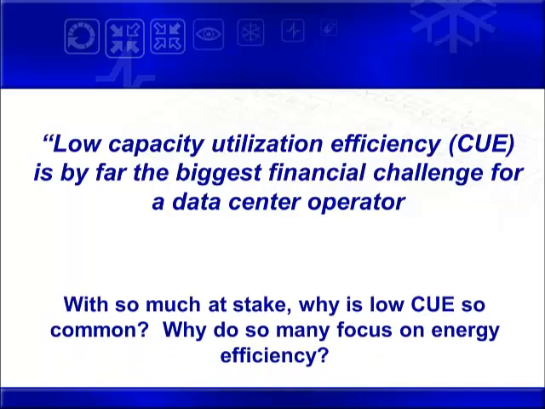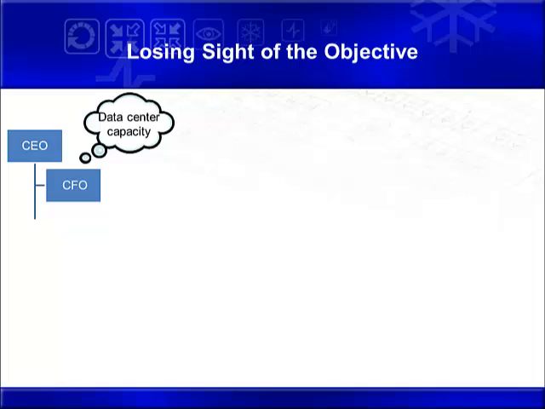With so much at stake, why is low CUE so common? Why do so many focus on components of the total cost, like energy efficiency? Low CUE is common because operators lose sight of the capacity objective. How does this happen? To understand this, we have to go back to when the data center was first being planned.